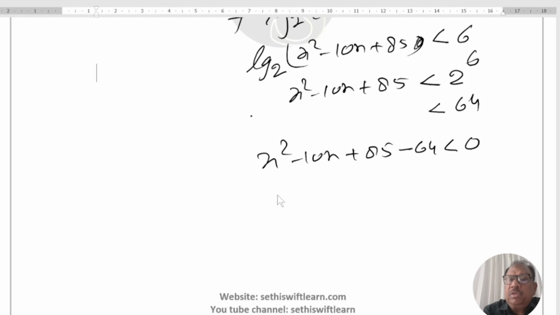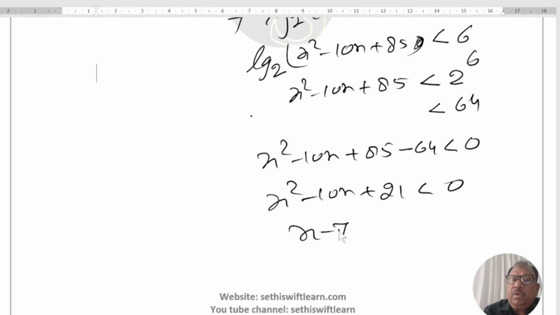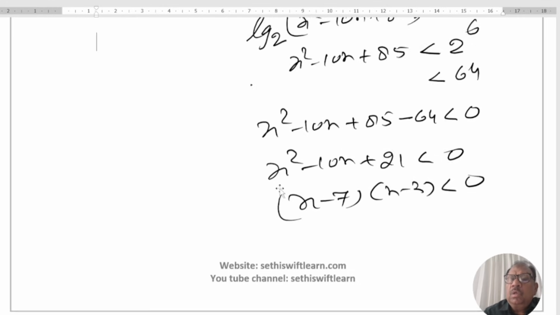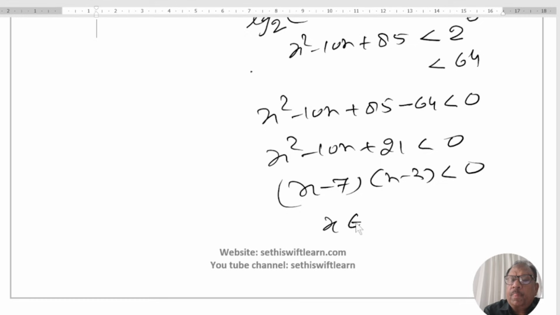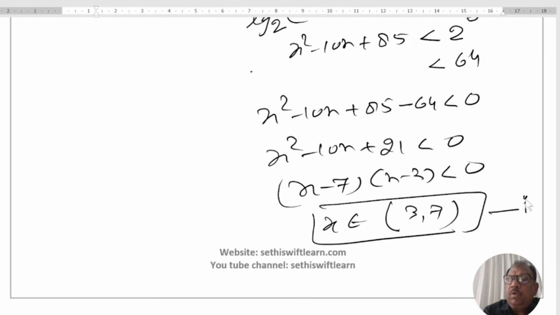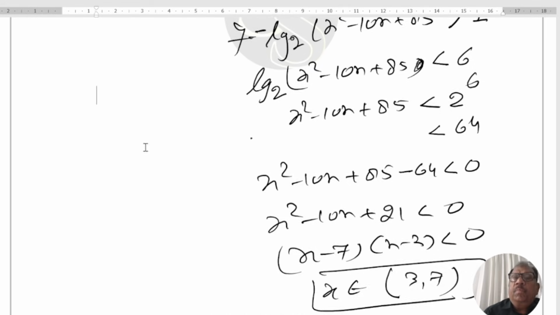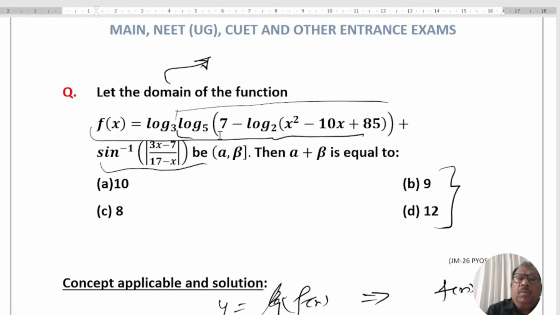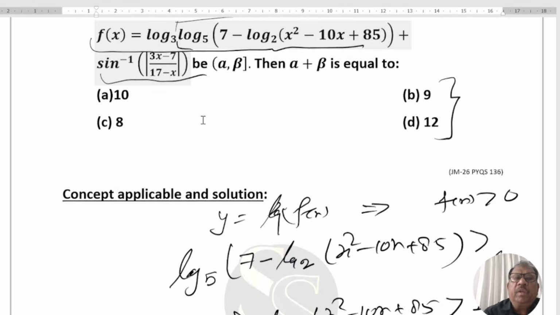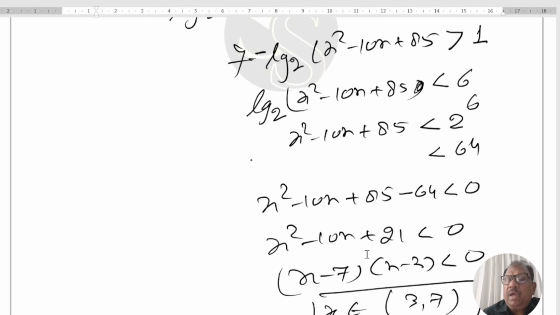On further simplification, x square minus 10x plus 21 is less than 0. That is (x minus 7)(x minus 3) less than 0. This simplifies to x belongs to the open interval (3, 7). This is the domain of part 1. Now we have to find the domain of sine inverse x.